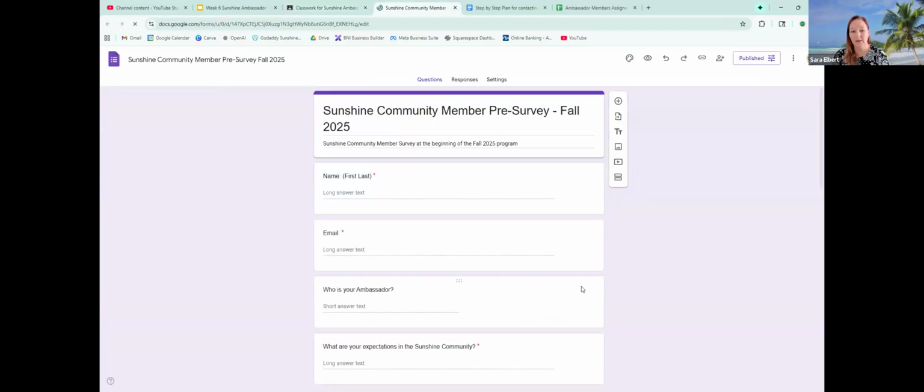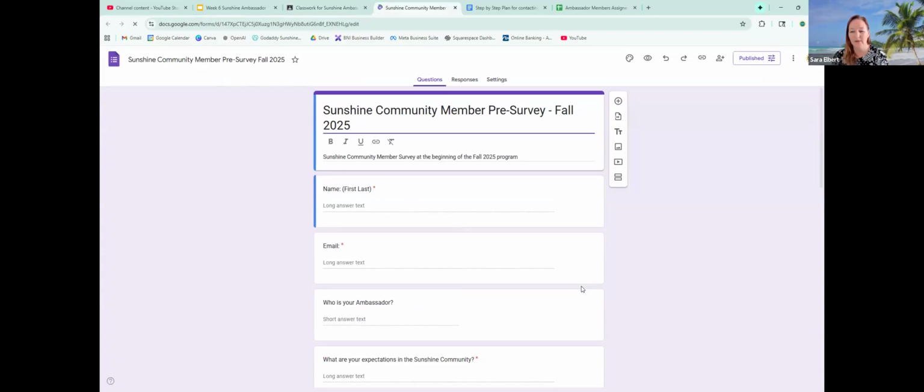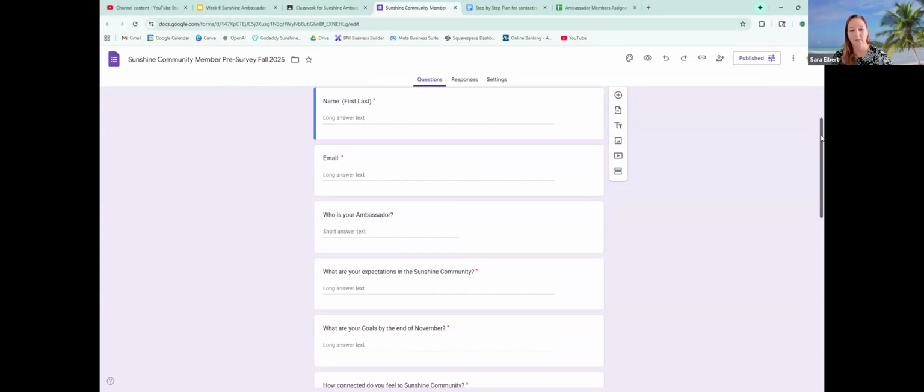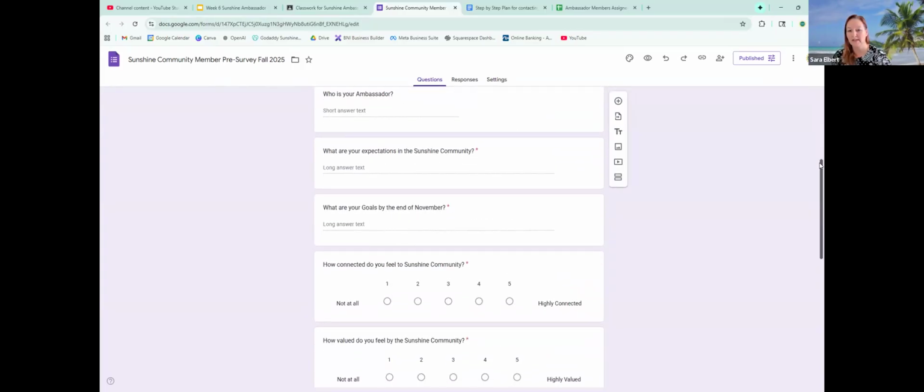So it's a little different from the ambassador one. There's a lot of similar things, but just slightly different. Like, who's your ambassador? What are your expectations for the Sunshine community? What are their goals by the end of November, through this next month that you're going to be working together, that you're still in the ambassador program? Is there something that they want from now until then, some kind of goal?